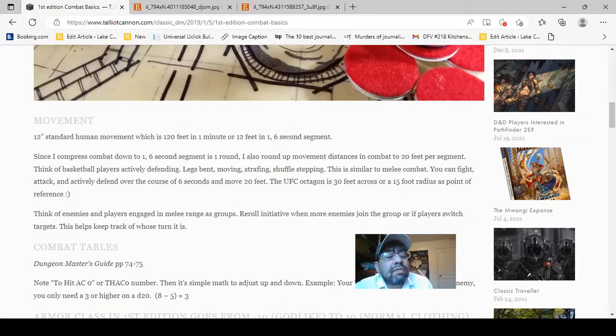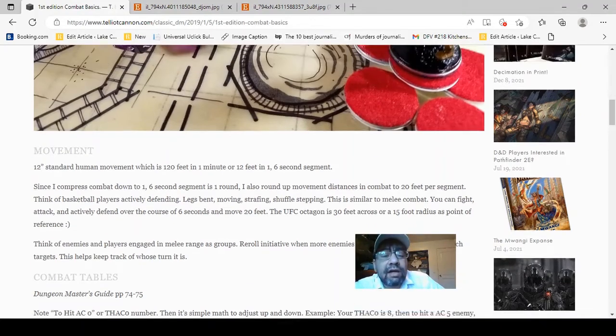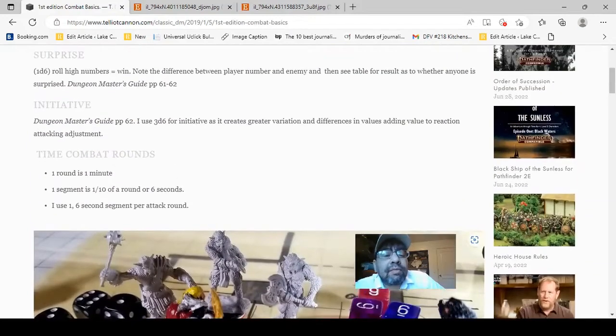So think of enemies and players engaged in melee range as groups. Reroll initiative when more enemies join the group or if players switch targets. This helps keep track of whose turn it is. It's easy to lose track of the turn, so you don't want to do that. But he's saying he compresses the time. You can do it that way too. There's a lot of variations.